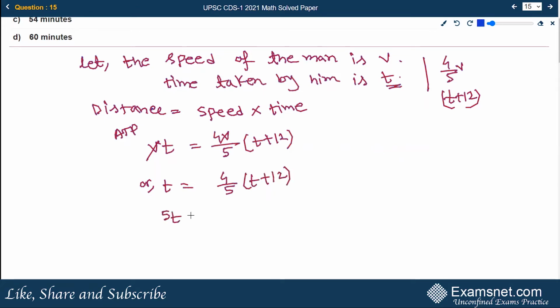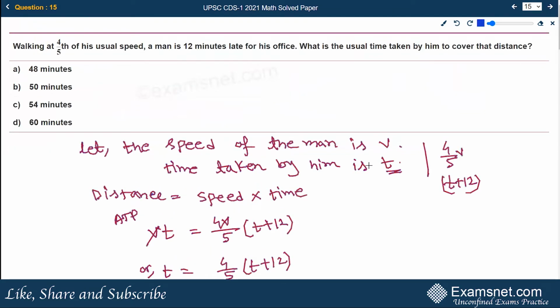Now let's do the cross multiplication. 5T equals 4T plus 48. So T equals to 48 minutes. So T, that is the usual time taken by him to cover the distance, that is 48 minutes. Option A is the correct answer here.